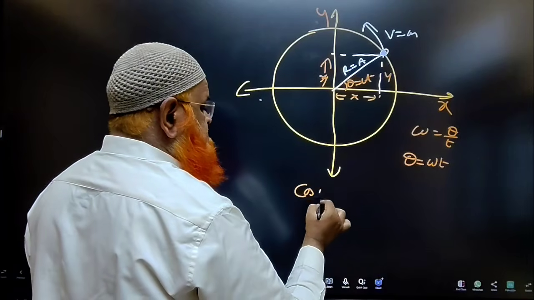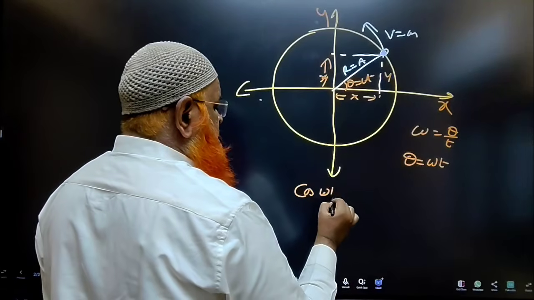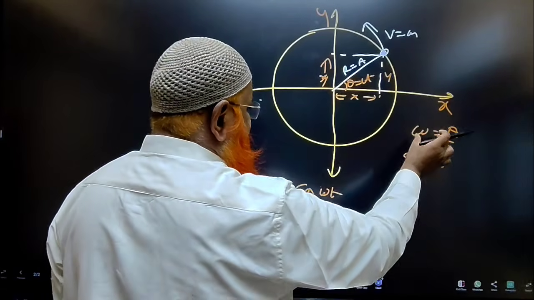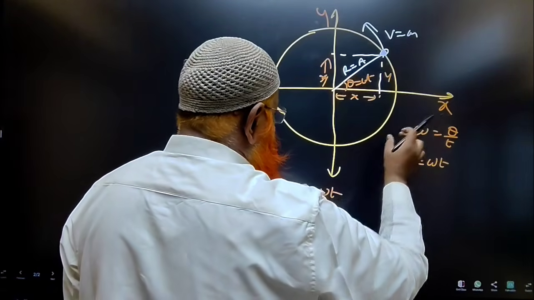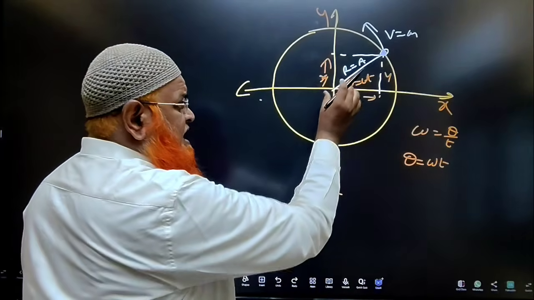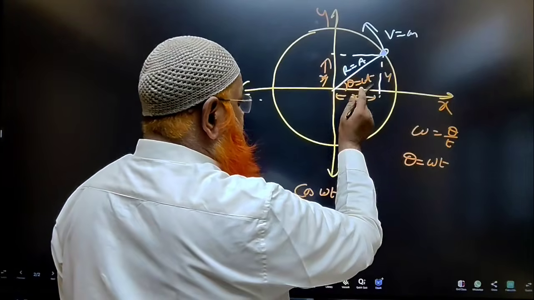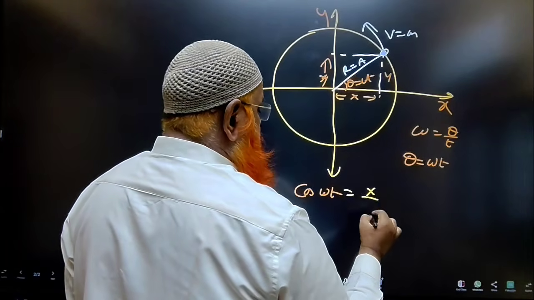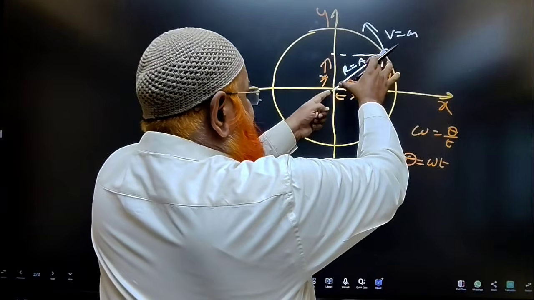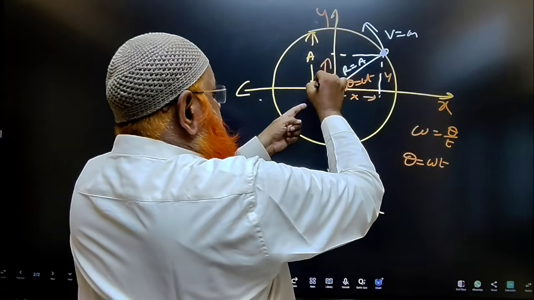cos theta is considered as cos omega t. Cos theta, because angular displacement divided by time is angular velocity, so angular displacement is angular velocity times time. So cos omega t, if you consider here, what is this cos omega t? Cos omega t is x by r. See, this is the radius of a circle, where it becomes vertical, it becomes the amplitude.